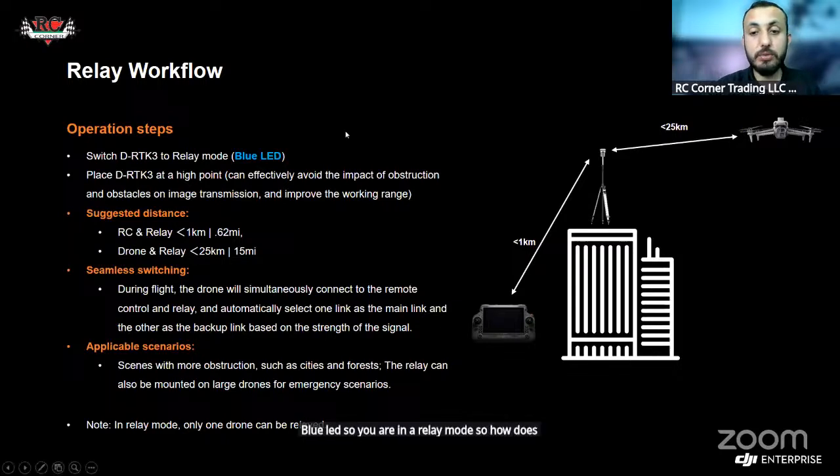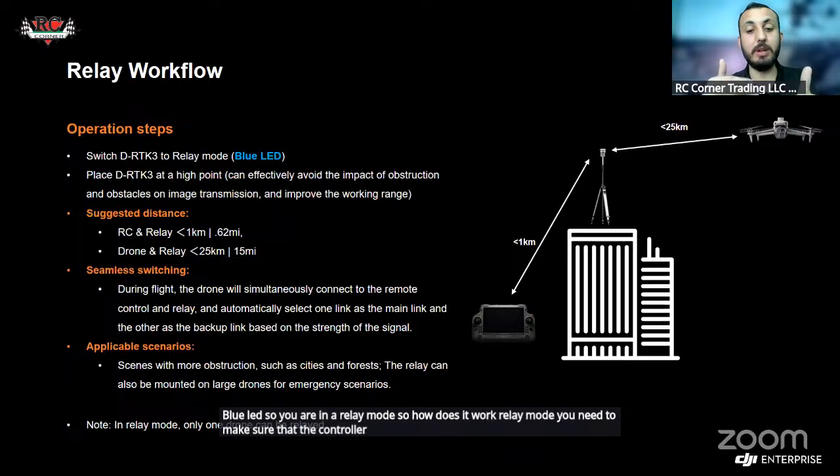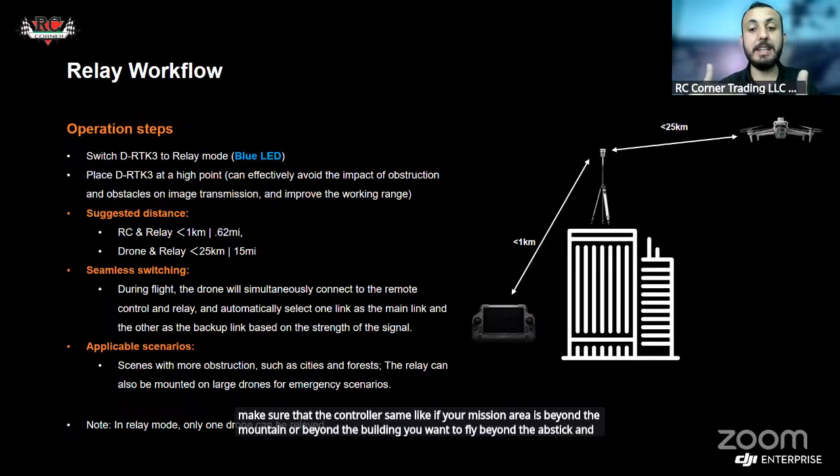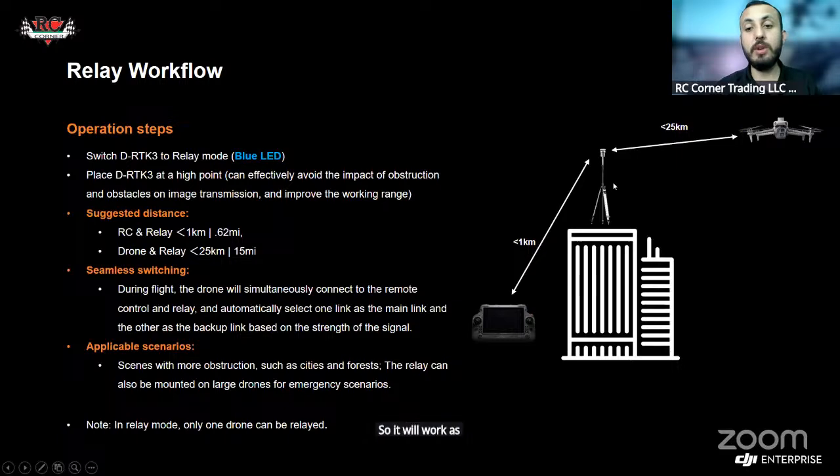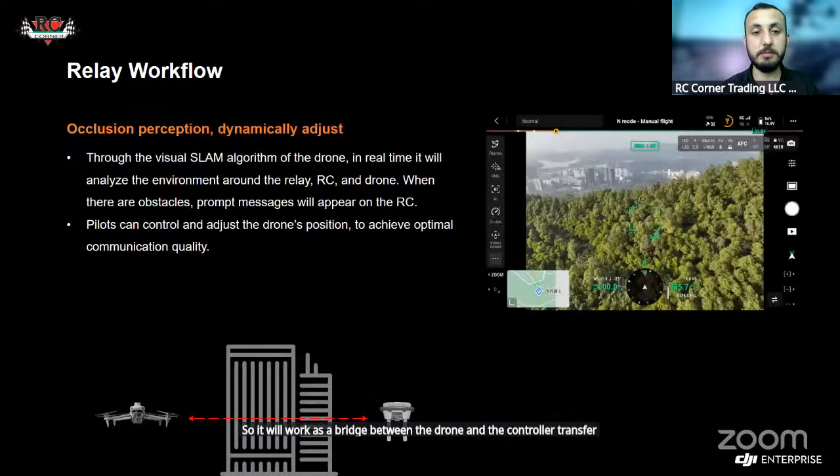Relay mode, you need to make sure that the controller, say if your mission area is beyond the mountain or beyond the building, you want to fly beyond the obstacle and you cannot access that point, you just need to install your relay mode in a high point, like the rooftop of a building. So it will work as a bridge between the drone and the controller, transferring the transmission.